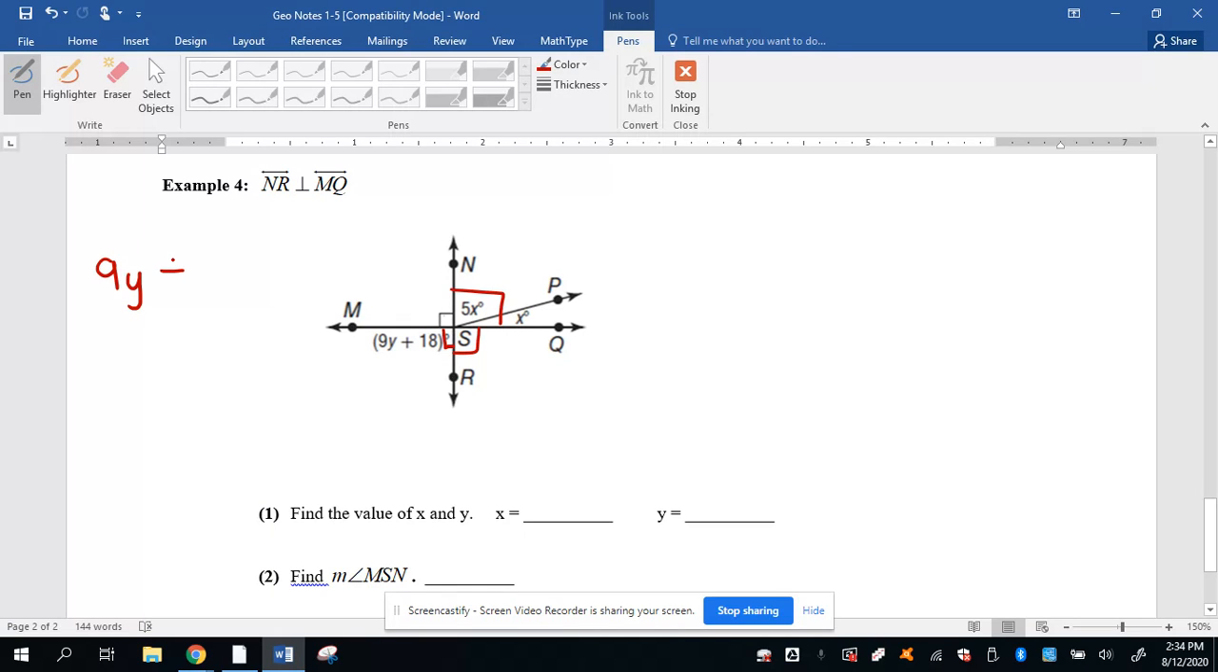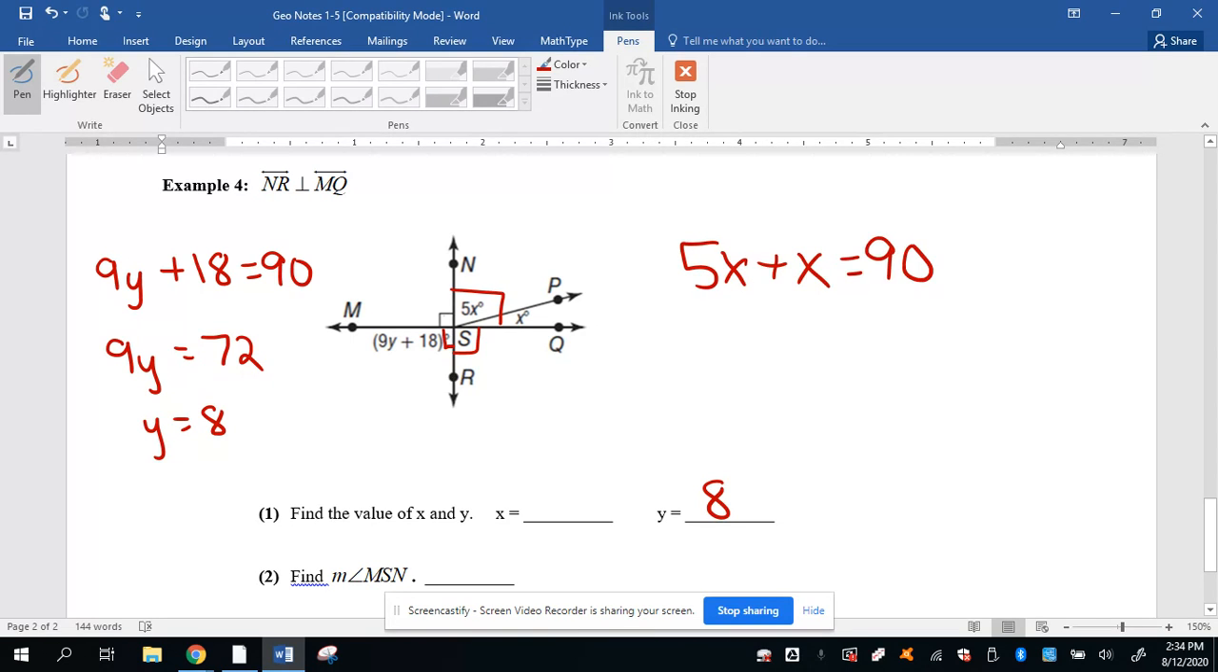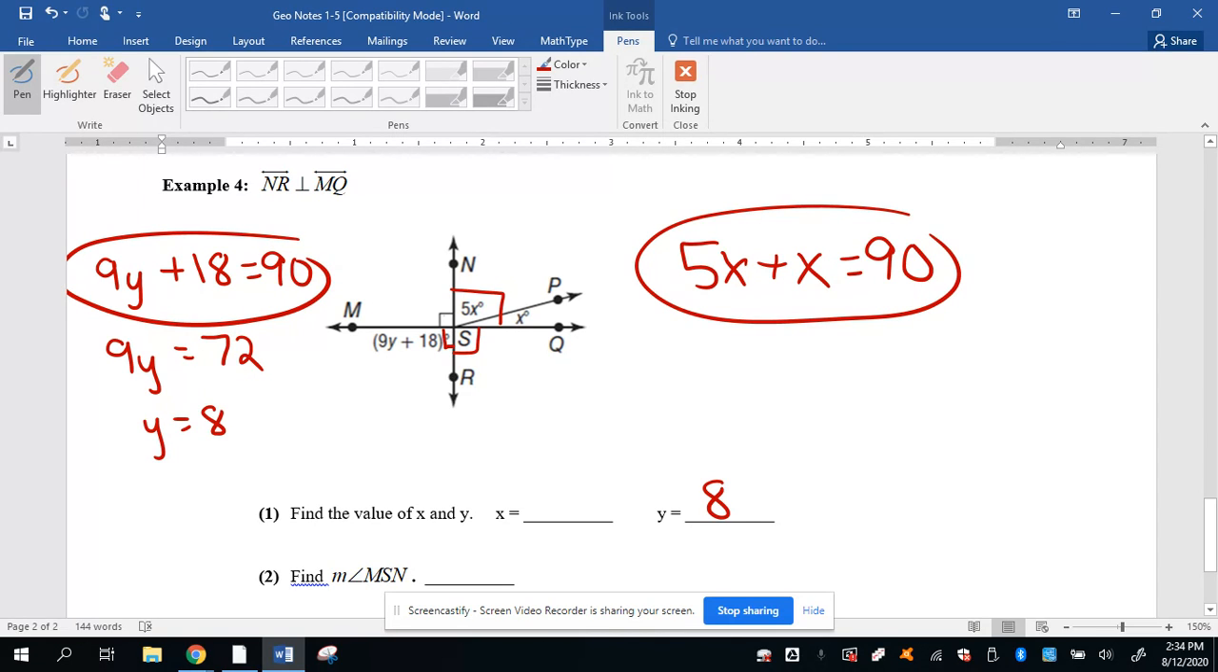Subtract 18 from both sides. So we get 72, divide both sides by 9. So I know Y is 8. We also know that these two pieces add to 90, so 5x plus x equals 90. Now note that I'm showing work. This is required in geometry. We are requiring you guys to show your algebra work to get your geometry credit. So we are reviewing. So 90 divided by 6 is 15.